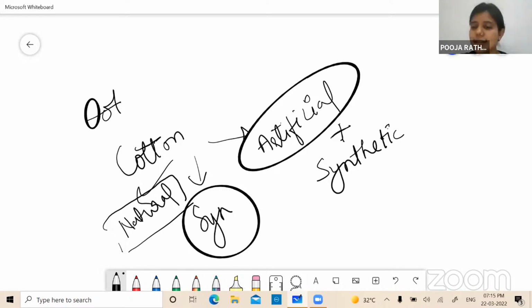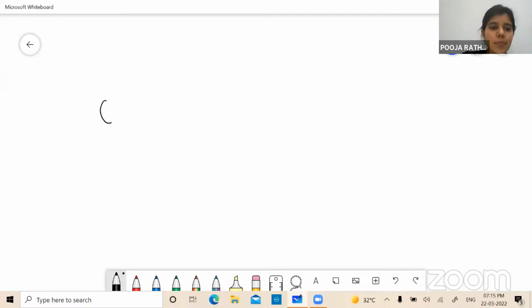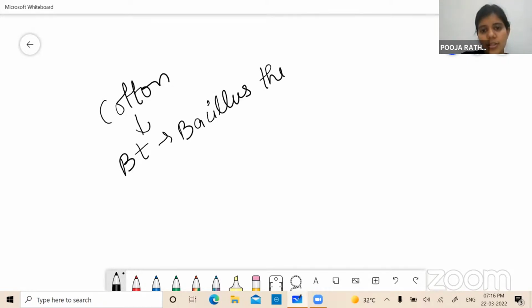In natural fibers like cotton, there exists a bacteria called BT. It is Bacillus thuringiensis. This is a type of bacteria or worm which makes cotton not good for our usage. It despoils cotton. So in order to get a cotton which is free from this bacteria, what does this bacteria actually do?